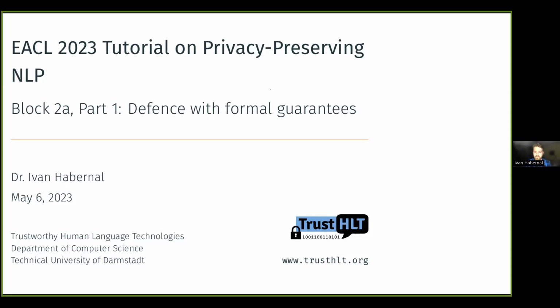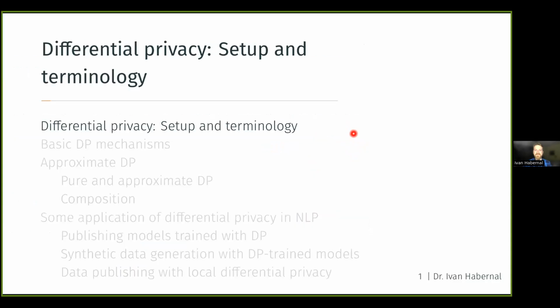Okay, great. Welcome to the second block of the tutorial on privacy-preserving natural language processing. And in this part, we're going to be talking about some formal guarantees. In particular, we're going to be talking about differential privacy, which is a go-to framework for privacy preservation in machine learning and NLP in particular.